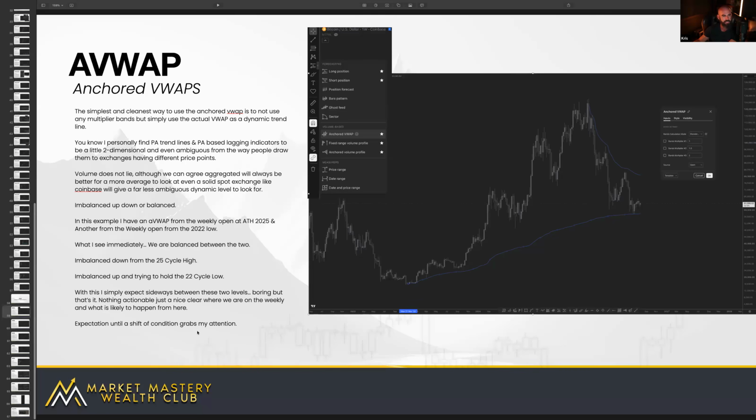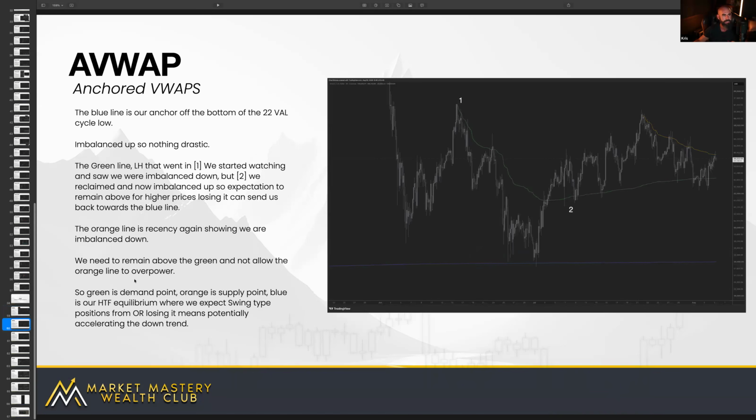But again, not tradable. These are gauges. Are we balanced, rotational? That's pretty much it. Imbalanced, balanced, or rotational. So the blue line is anchored off the 2022 Valeria low, and we can see we had a nice little tap off it, and that's pretty much put the low in for now. So it sort of makes sense on a volume point of view as to why we bounced as well. And we're imbalanced up off it. So we've remained imbalanced up off that level.